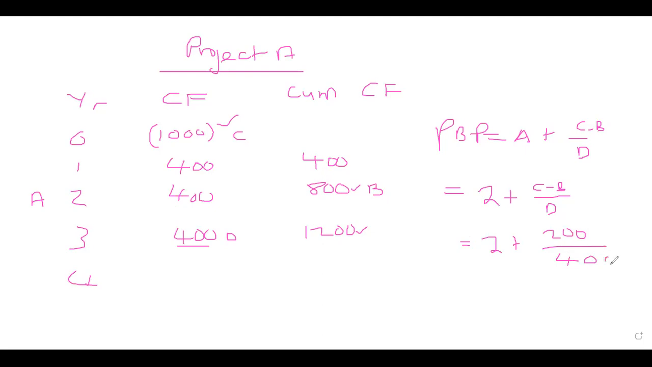So this is 400. So we're going to have 2, then this is 0.5. So you can align this time as 2.5 years, or 0.5 can be multiplied by how many months? The 12 months. So 0.5 is the same as half. Half of 12 is 6. So this is 2 years, 6 months.